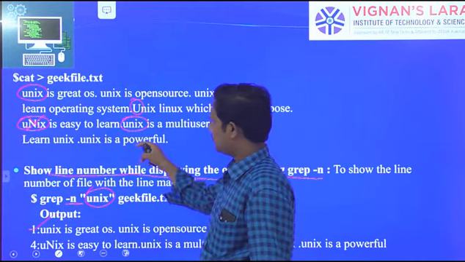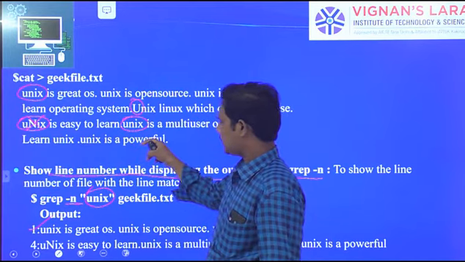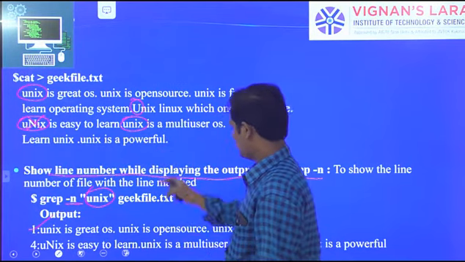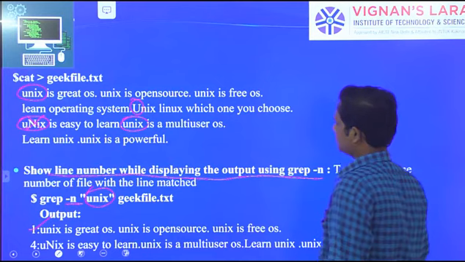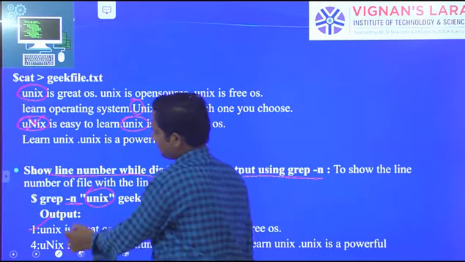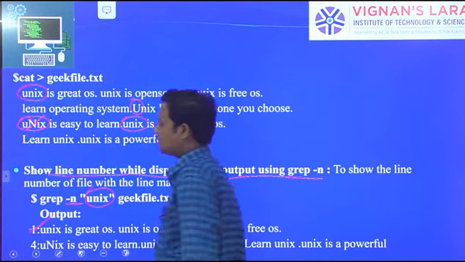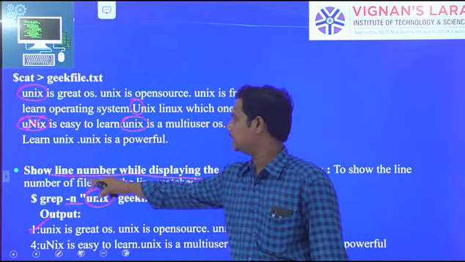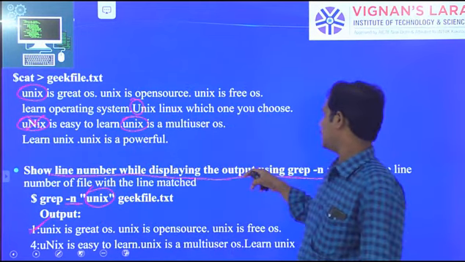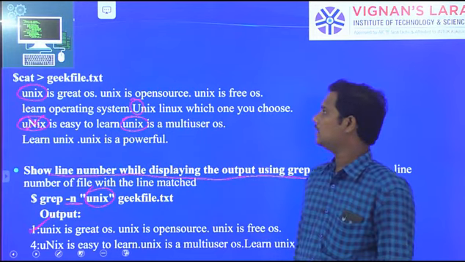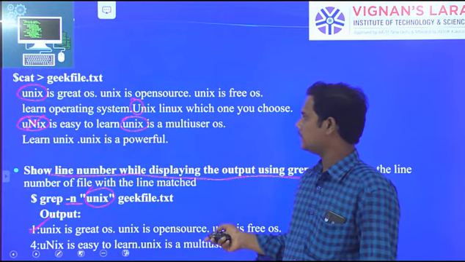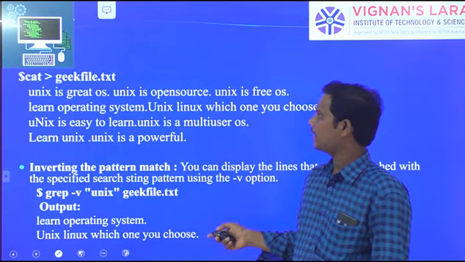Here Unix is there, so it will be displayed. Whatever lines are matched, only those display using option N. N means line numbers are displayed in the output. Okay, this is option N.